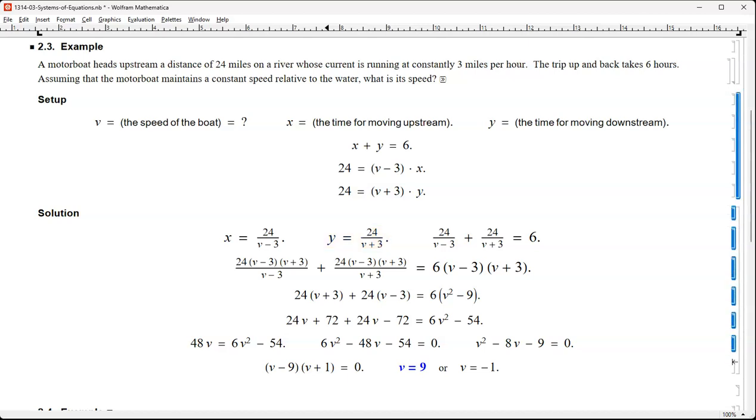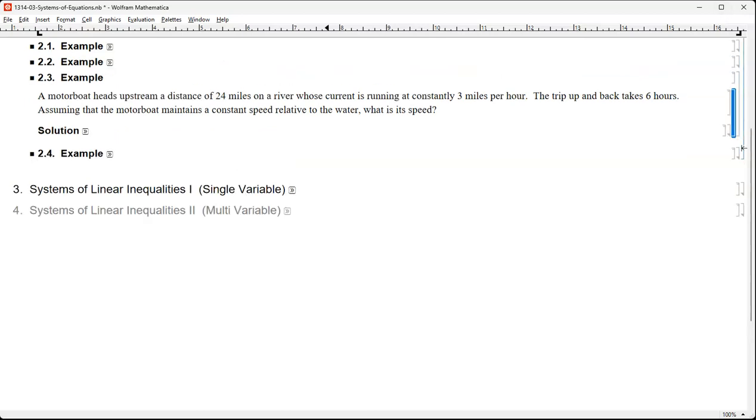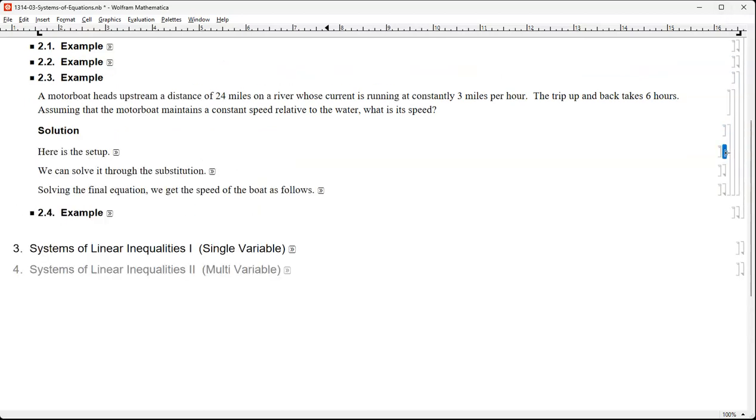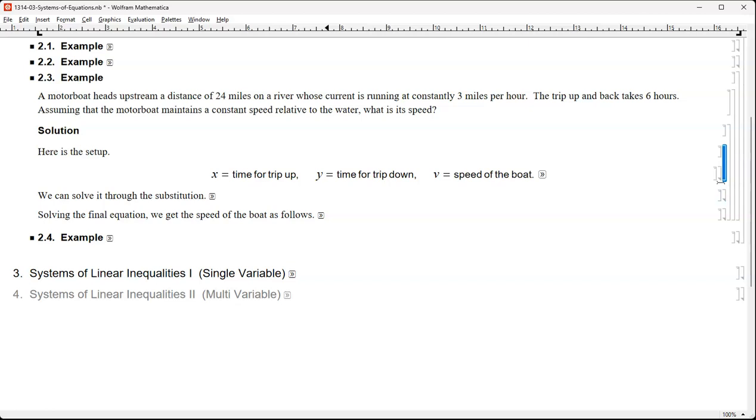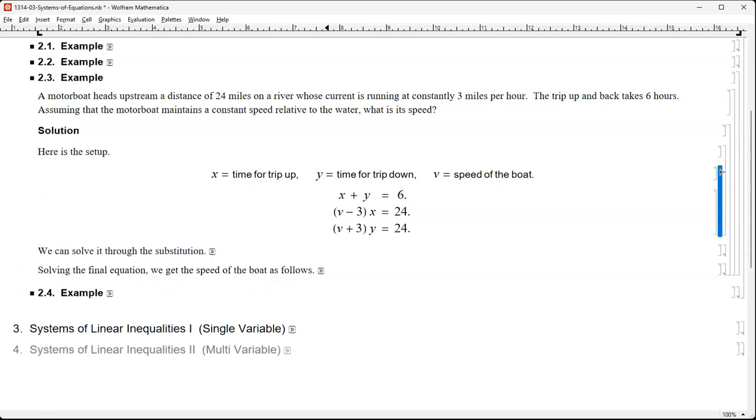So there goes a full solution, but as a matter of fact, we already have an answer key here. So here's the setup. Yeah, x plus y add up to 6. And then the speed of the boat upstream is v minus 3, and the time is x. The speed of the boat downstream is v plus 3, and the time is y, and we get 24. So we have a system of 3 equations. The first one is linear, but the second and the third are nonlinear.